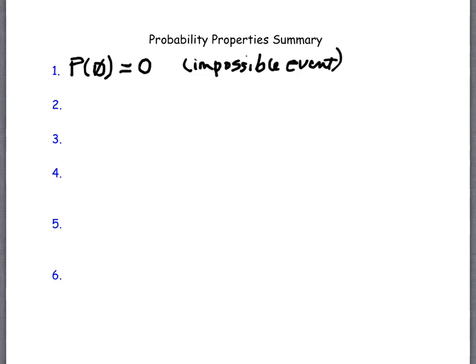So this is an impossible event, the likelihood of something that's absolutely no way, shape, or form going to happen. You also have a probability of the entire sample space. This would be the number 1. This is what we call a certain event.